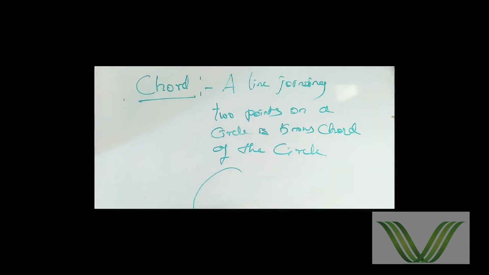So if this is a circle, the line joining two points on the circle, so this is point 1 and point 2, the line joining these two points can be called a chord. So this is chord. Very simple. The line joining any two points on a circle is known as a chord.